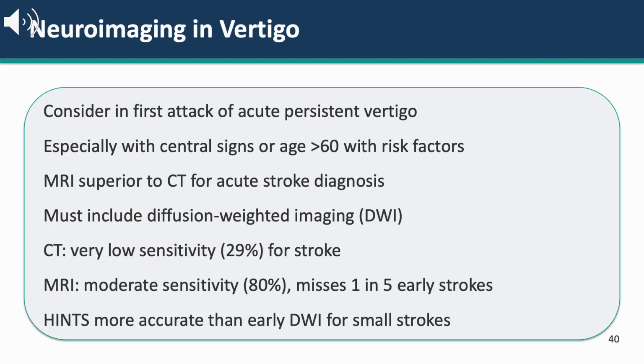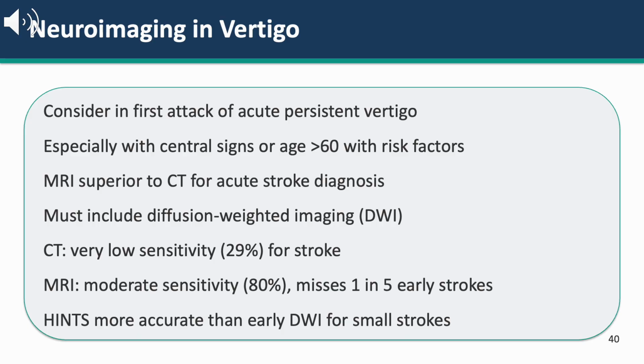Prompt cranial imaging should be carefully considered in patients with a first attack of acute persistent vertigo presenting to an emergency room, especially in association with central signs or age over 60 years, with male sex and cardiovascular risk factors. When neuroimaging is utilized, MRI is superior to CT for diagnosis of acute stroke and should include diffusion-weighted imaging. However, the diagnostic yield of cranial imaging for acute vertigo is generally low.